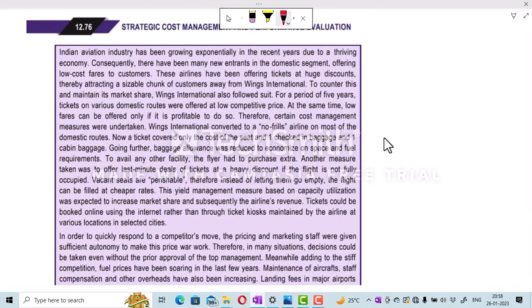Indian aviation industry has been growing exponentially in recent years due to the thriving economy. Consequently, there have been many entrants in the domestic segment offering low fares to the customers. These airlines have been offering tickets at huge discounts, thereby attracting a sizable chunk of customers away from Wings International. See, Wings is offering premium charges. Newly entered entrants are offering a low cost strategy and attracting the price sensitive customers.